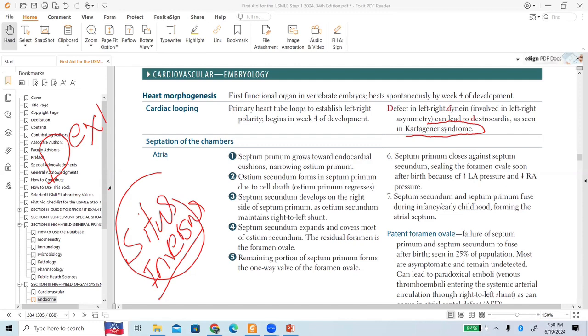Ciliary dyskinesia. Defect in the left and right dynein arm. Okay, so it's a dynein. Dynein, okay. So this is a simple question.